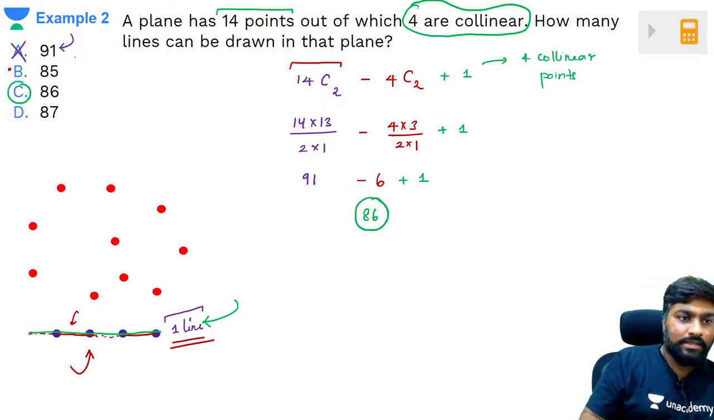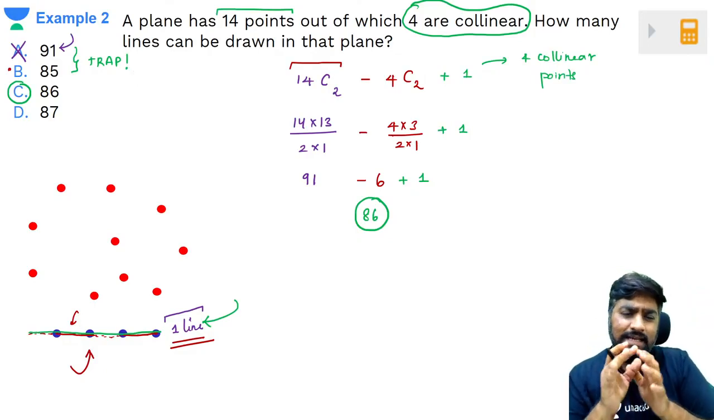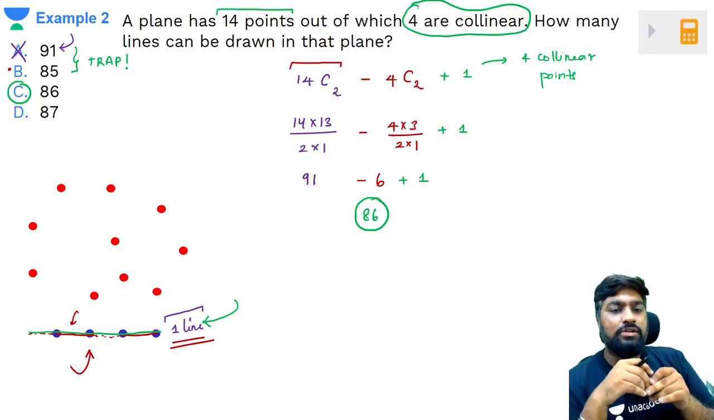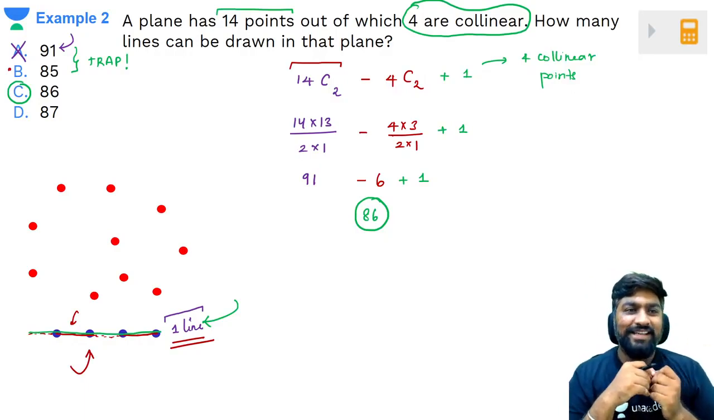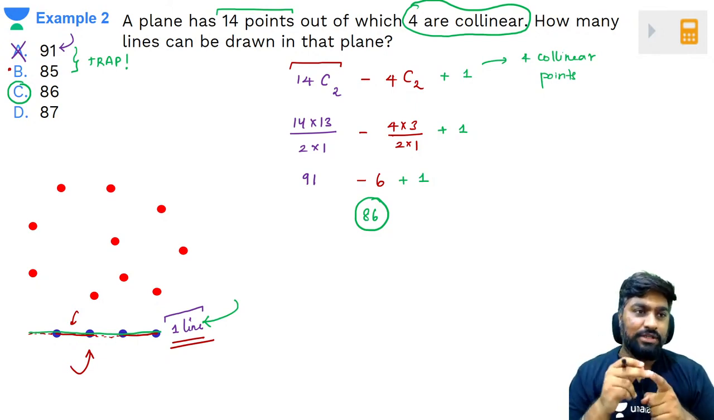So answer choices A and B were trap answers. You have to be very, very careful about them. Okay. Please be careful about trap answers. These are easy questions, but when you are in a hurry, you don't tend to realize that you made a mistake. Cool?